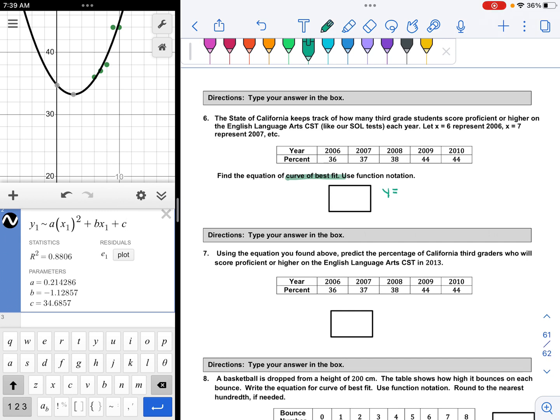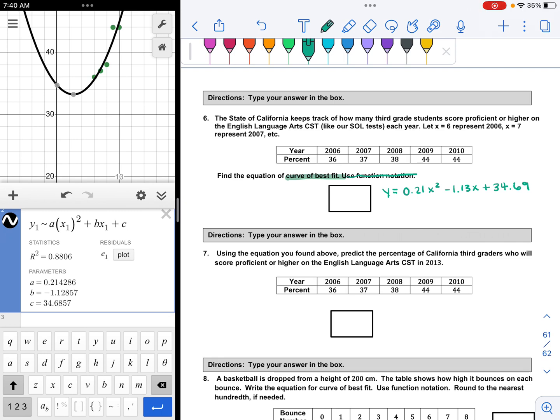It's going to be y equals, and I don't know why it says function notation. You can ignore that part. We're going to say y equals our a value of 0.21x squared. Our b value is minus 1.13x plus 34.69. And that would be our equation for the curve of best fit.